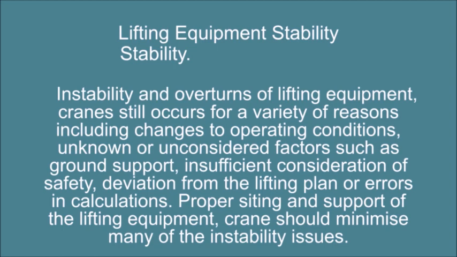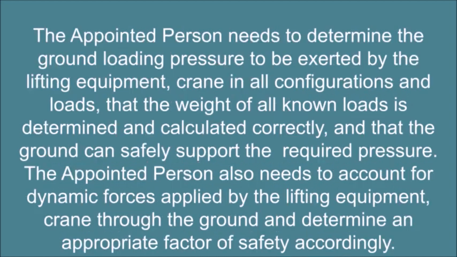Instability and overturns of lifting equipment cranes still occur for a variety of reasons, including changes to operating conditions, unknown or unconsidered factors, such as ground support, insufficient consideration of safety, deviation from the lifting plan or errors in calculations. Proper siting and support of the lifting equipment crane should minimize many of the instability issues. The appointed person needs to determine the ground loading pressure to be exerted by the lifting equipment crane in all configurations and loads, that the weight of all known loads is determined and calculated correctly, and that the ground can safely support the required pressure. The appointed person also needs to account for dynamic forces applied by the lifting equipment crane through the ground and determine an appropriate factor of safety accordingly.